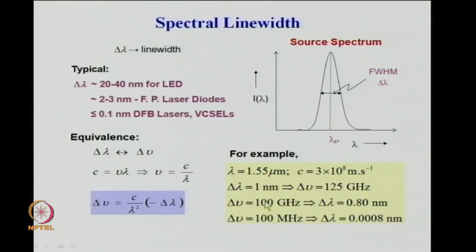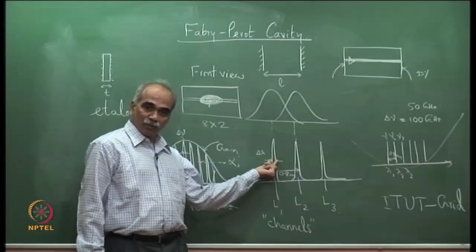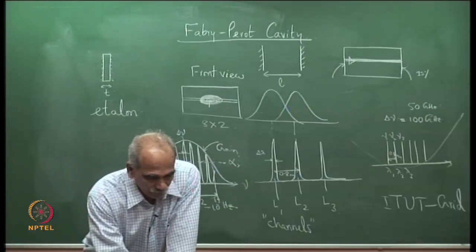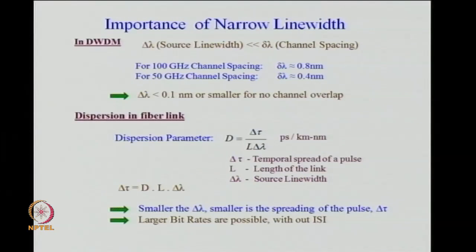All right, some of the DFB lasers have 100 megahertz as the line width, and you see what it corresponds to. Delta lambda is 0.0008 nanometer. There is no question of overlapping. This is 0.8 and this is 0.0008, very narrow. So, be familiar with the numbers.